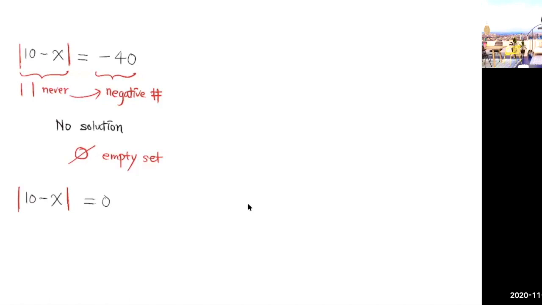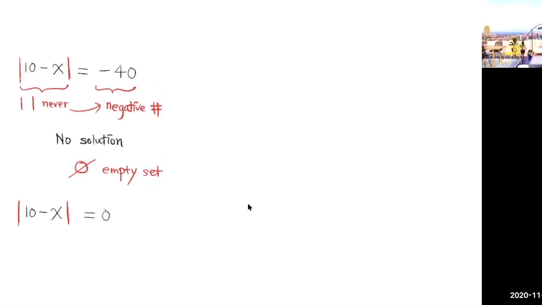Are you guys good? Okay. So when you have absolute value equal to a negative number, automatically you have no solution. What about when the absolute value here is equal to zero?